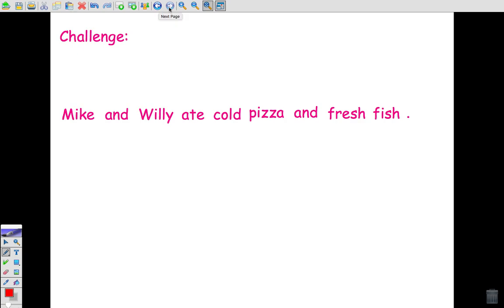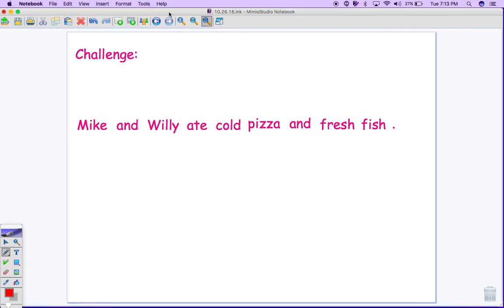Try this sentence and we'll go over this first thing on Thursday. Mike and Willie ate cold pizza and fresh fish. See if you can diagram it. This might not be how you think it'll be, so be careful. Diagram it in your notes and label the part of speech of each word, and that'll do it for today's class.